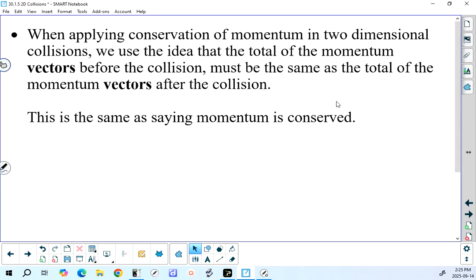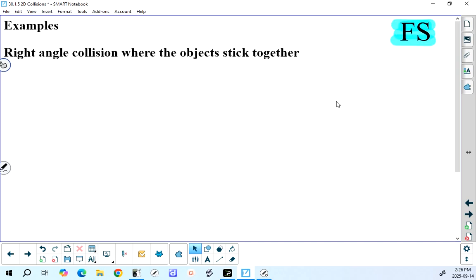And the sum of the momentum vectors after is the total momentum after. So it's going to be a geometric way of showing momentum before in total equals momentum after in total. Let's take a look at an example here.